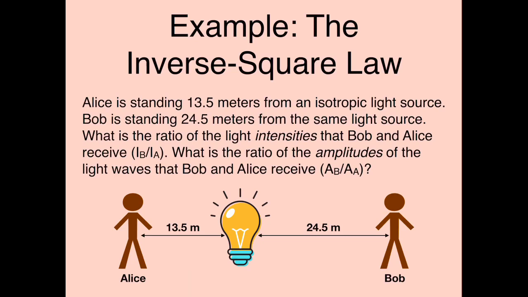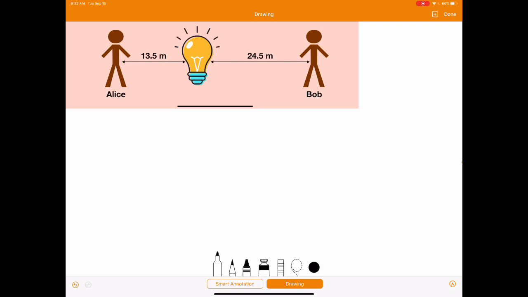The second question is, what is the ratio of the amplitudes of the light waves that Bob and Alice receive? So what's the ratio of amplitude for Bob and amplitude for Alice? So let's work this out. Okay, so we're going to start with the result that we derived just a second ago. Intensity is equal to power of the source divided by 4 pi r squared.